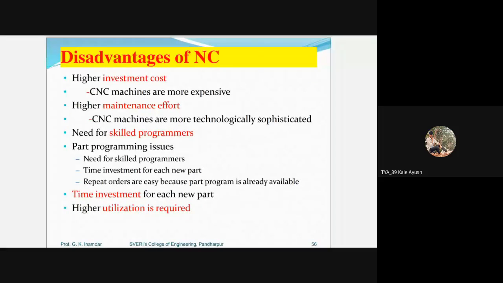Suppose we have to manufacture a different part each time. Definitely the whole program will be changed. For that purpose, this is very time consuming for a new product.